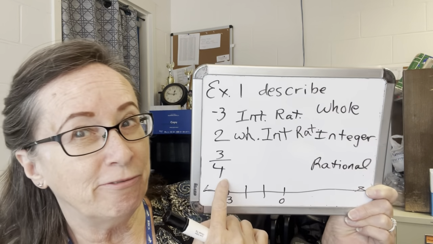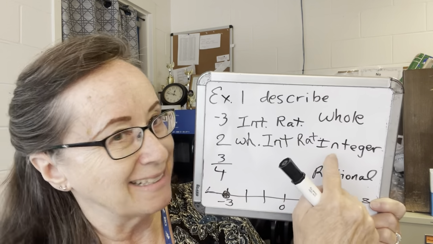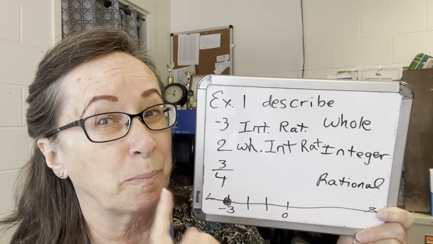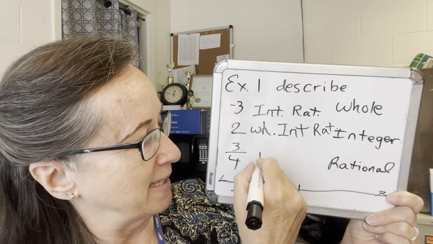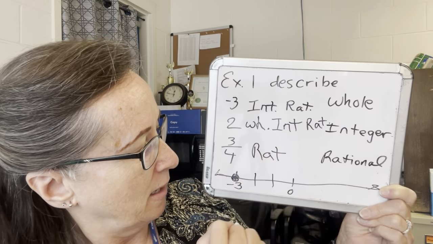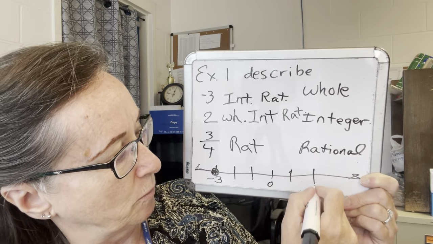Okay, 3/4 is a fraction, but it's not a whole number and it's not an integer. Remember, integers are plus or minus whole numbers, but 3/4 is a rational number. Okay, we forgot to put 2 on here, so let's put 2 on our number line. And 3/4 is less than 1 but greater than 0. So we'll put 3/4 about here on our number line. So now I'm going to show you some cool pictures to relate all of this together.